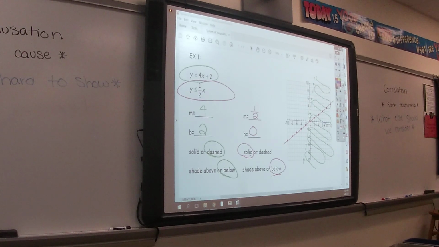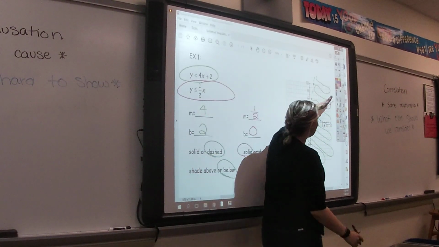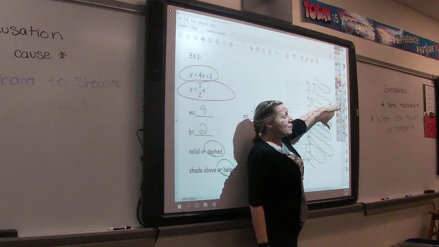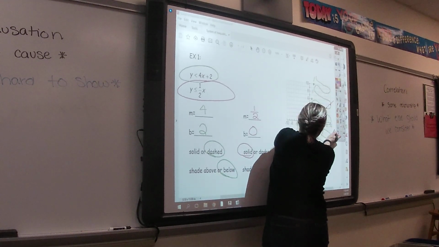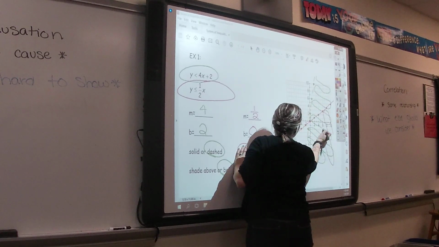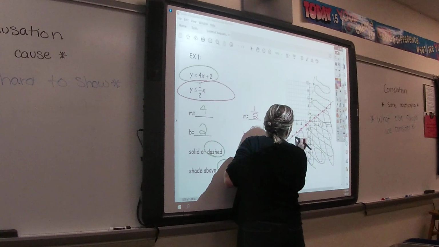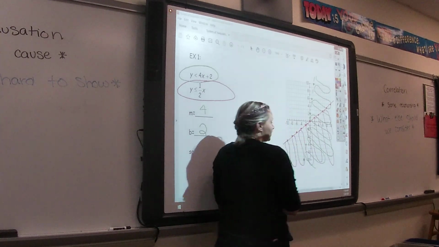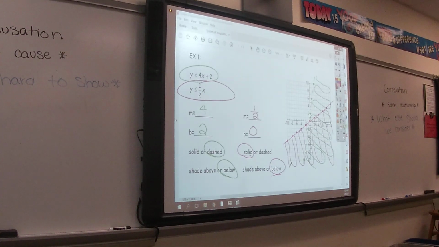Okay, so we said we needed to shade below, so the next trick is making sure that you are shading below and not letting the green confuse you. So only look at the pink line. What's below is all of this. So all the way up to the line, all the way across the coordinate plane. Have we noticed how messy we are yet? Because we're still not done.